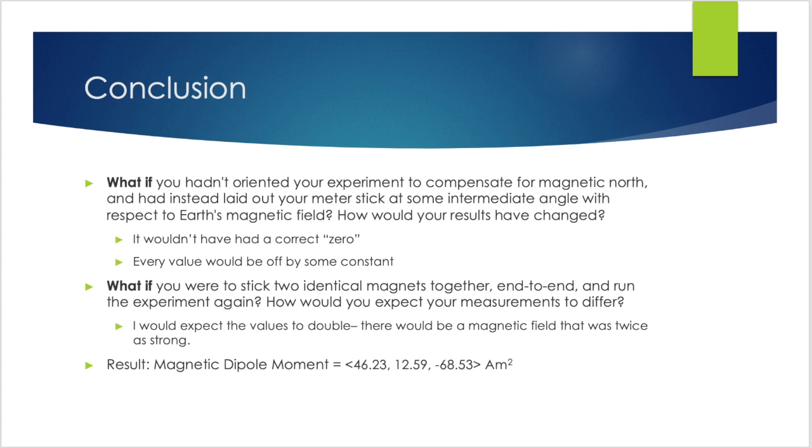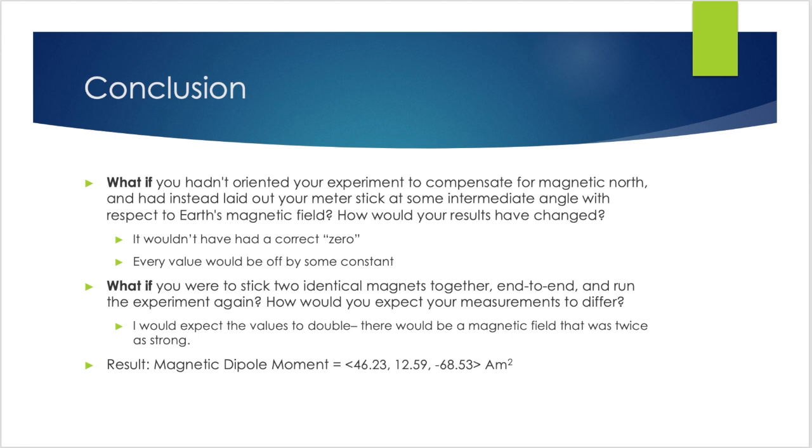What if I stuck 2 identical magnets together and ran the experiment again? I would expect the values to double because there would be a magnetic field that was twice as strong. So if I had 3 or 4 identical magnets together, I would expect a linear relationship between the number of magnets together and the magnitude of the magnetic field.